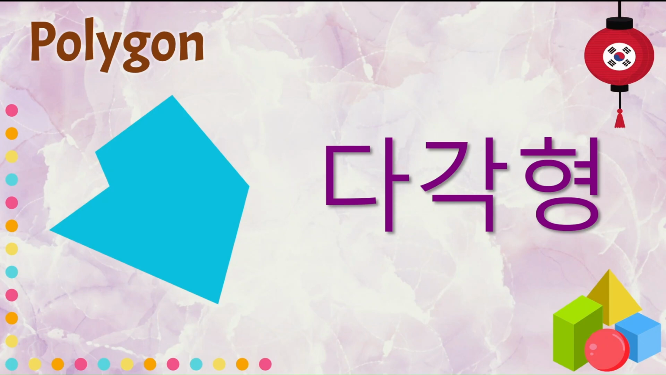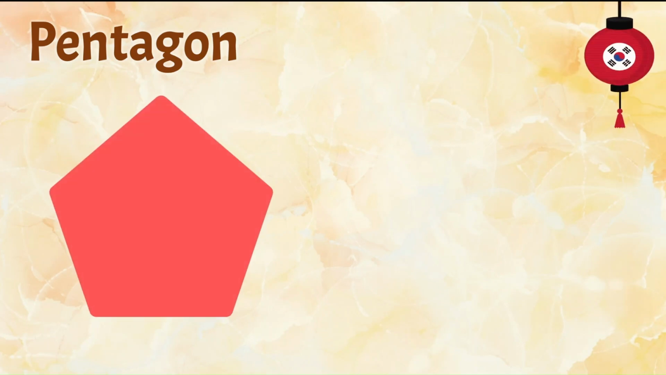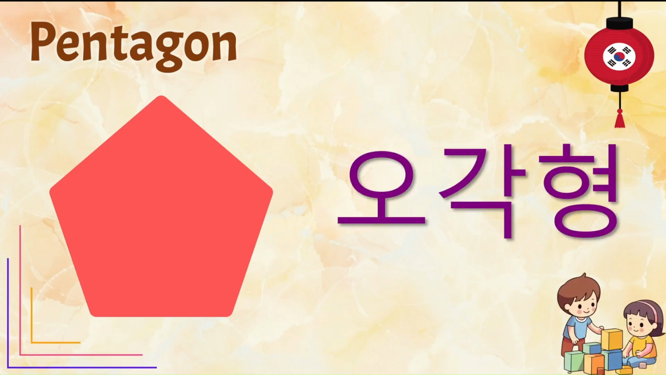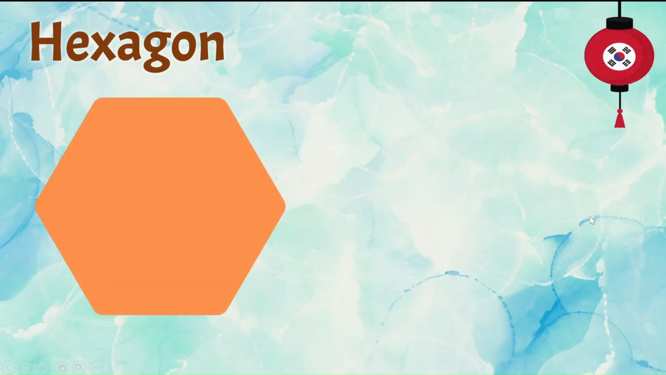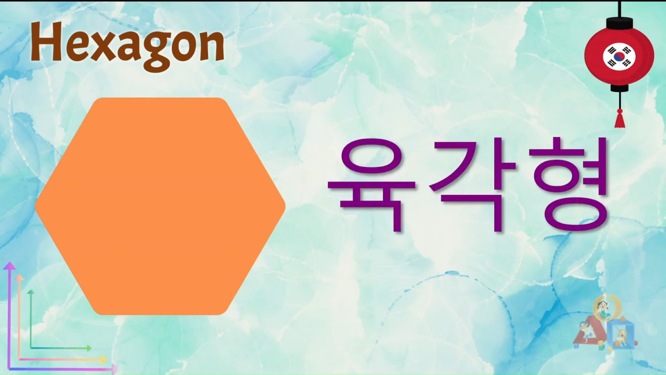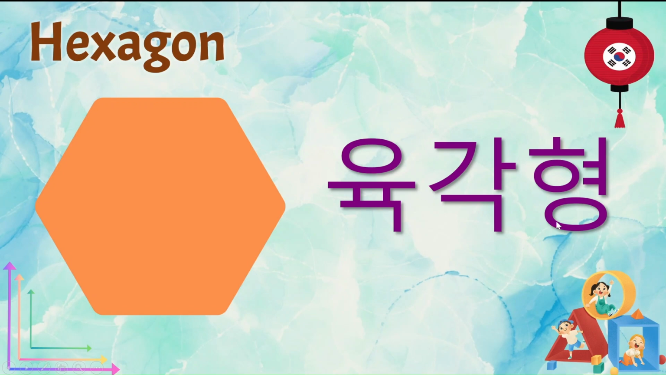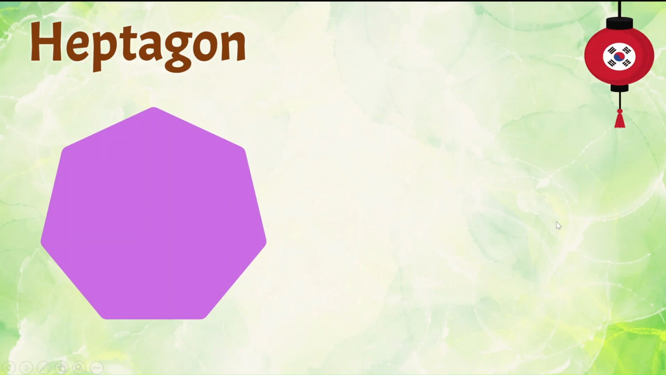Dagakhyeong. Next, let's see how to say pentagon in Korean, a shape with five sides. It is very easy to frame the answer. It is 오각형. 오각형. O is five in Korean, we know that. And gakhyeong is the suffix that we use for shapes with corners. So a shape with five corners or five sides is 오각형. Next comes hexagon. And this is a shape with six sides. It becomes 육각형. 육각형.